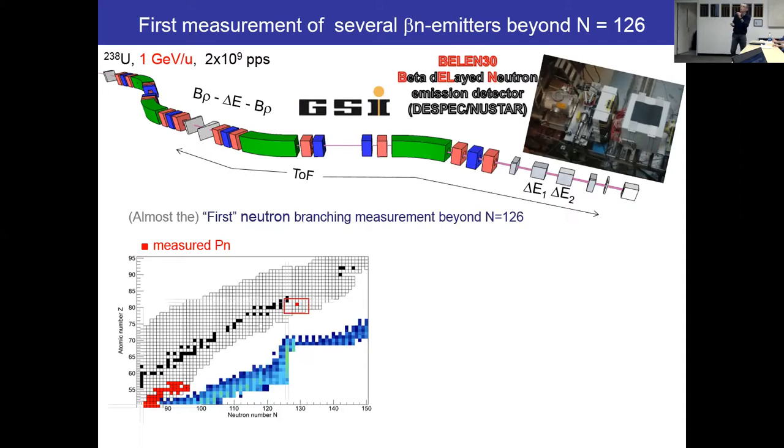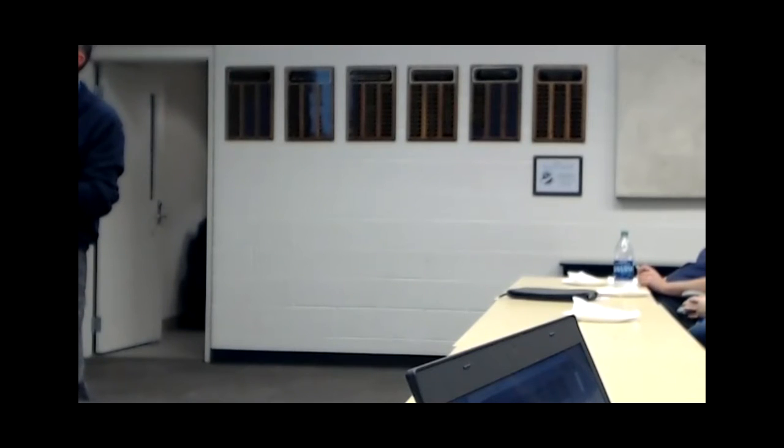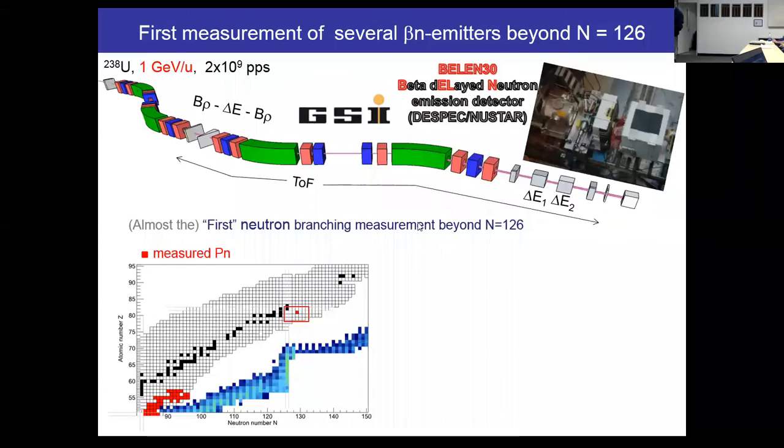So we were using two settings of the fragment separator, one on thallium-215, another one on mercury-211, which are somewhere there. And what I want to mention here also, at the beginning, this was aimed to be the first neutron branching measurement beyond N equal 126, or beyond the neutron shell closure. Here you have still in red the nuclei for which beta-delayed neutron emission has been measured.